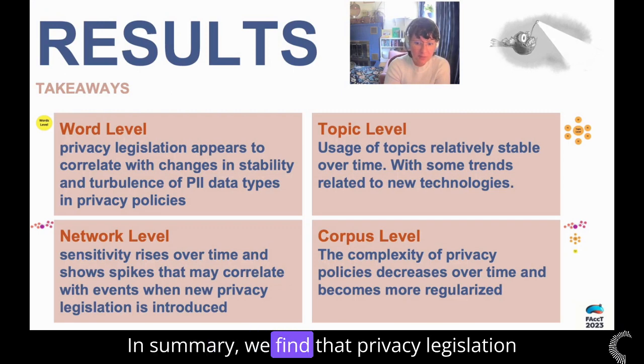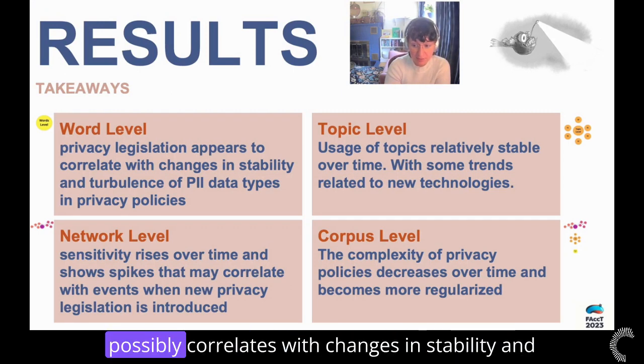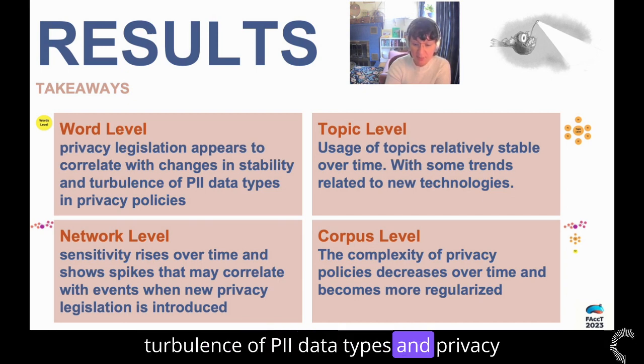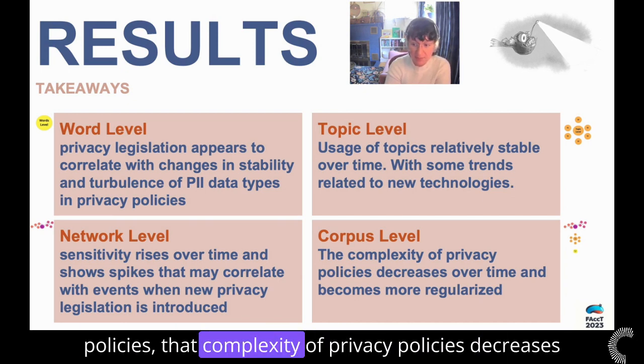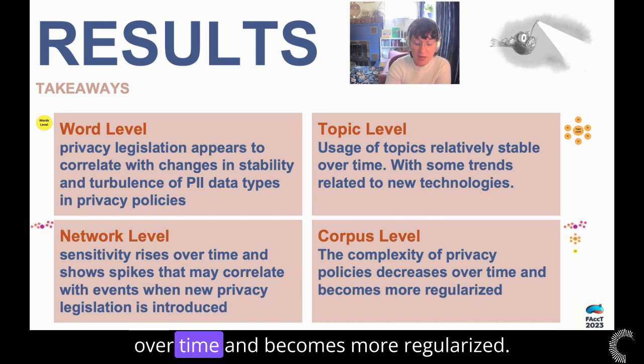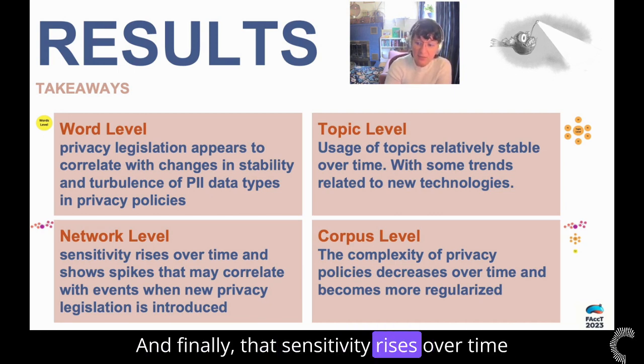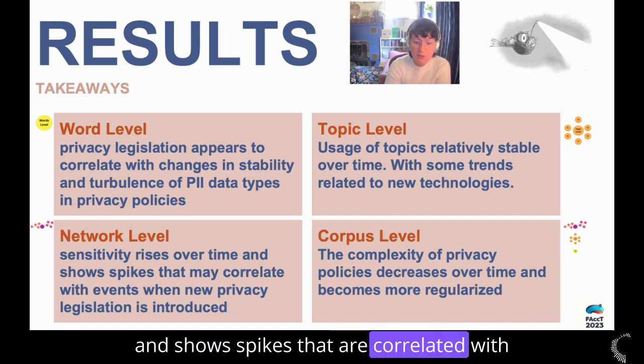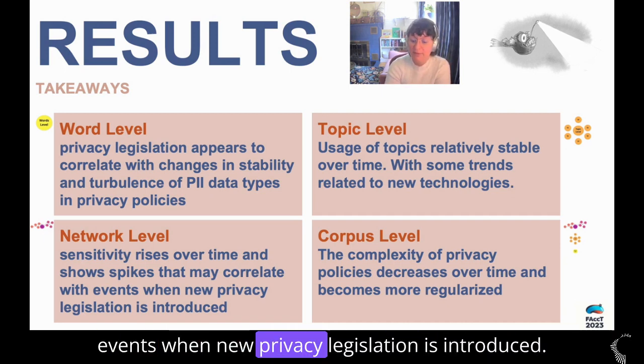In summary, we find that privacy legislation possibly correlates with changes in stability and turbulence of PII data types and privacy policies, that complexity of privacy policies decreases over time and becomes more regularized, and finally, that sensitivity rises over time and shows spikes that are correlated with events when new privacy legislation is introduced.